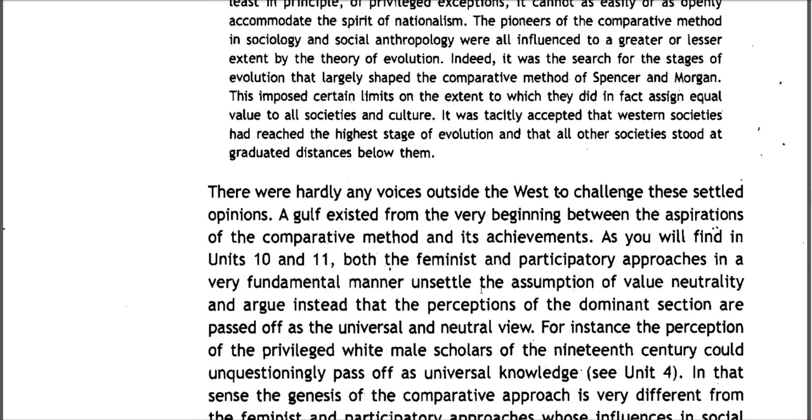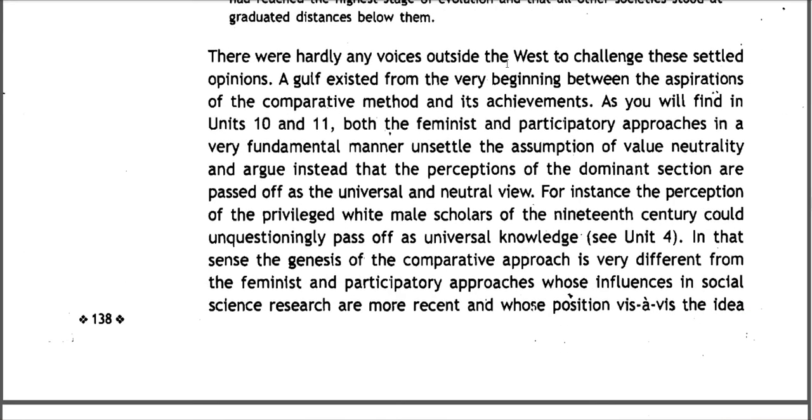The pioneers of the comparative method in sociology and social anthropology were all influenced to a greater or lesser extent by the theory of evolution. Indeed, it was the search for the stages of evolution that largely shaped the comparative method of Spencer and Morgan. These imposed certain limits on the extent to which they did in fact assign equal value to all societies and cultures. It was tacitly accepted that Western societies had reached the highest stage of evolution and that all other societies stood at graduated distances below them. There were hardly any voices outside the West to challenge these settled opinions. A gulf existed from the very beginning between the aspirations of the comparative method and its achievements.